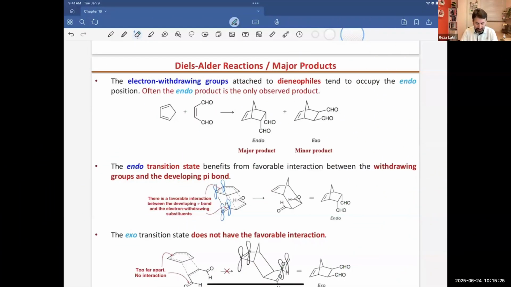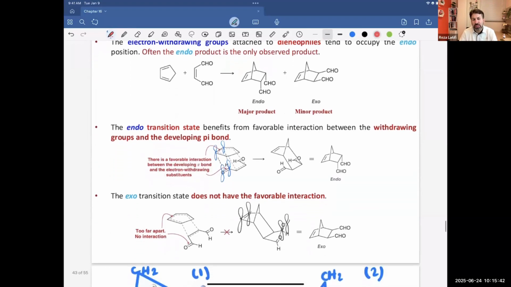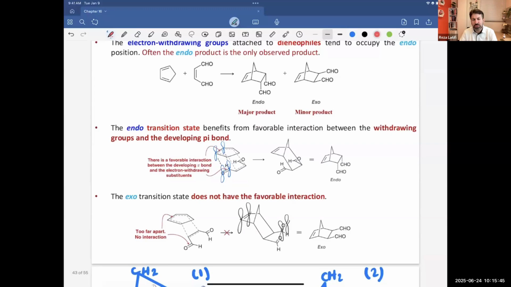Hello and welcome back to another lecture from organic chemistry. In the last lecture, we reviewed what will happen if we start with a cyclic diene molecule and react it with a dienophile that has two functional groups, both of which happen to be electron withdrawing groups. In that case, we have a possibility of getting two different products.